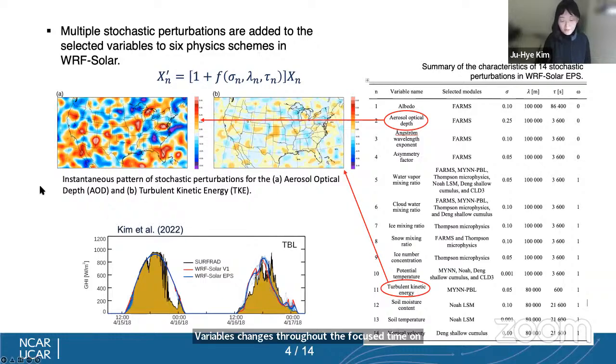And the figure below compares the time series of predicted GHI from WRF-Solar deterministic and the WRF-Solar EPS with the SURFRAD observation. All ensemble members tend to exhibit similar GHI forecasts in the clear sky region, while the individual members perform differently in cloudy regions. The impact of stochastic perturbation is more pronounced in cloudy regions, and this is very positive.